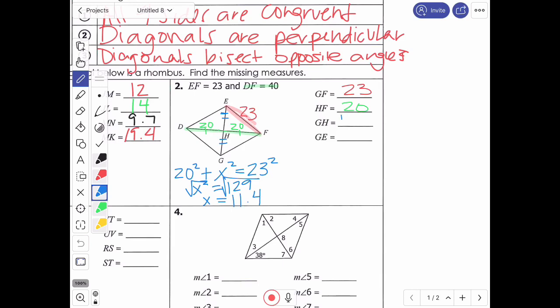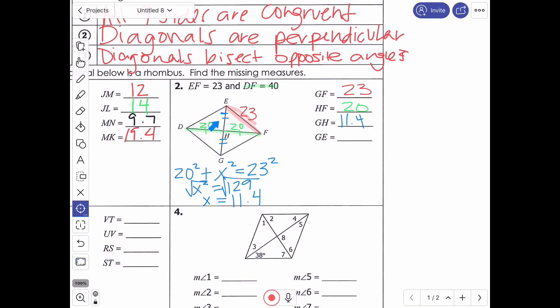So really the only time you guys should be getting decimals is when you're doing the Pythagorean theorem. It doesn't always have to be a decimal, but for a majority of the time, you're probably going to get a decimal. So don't freak out if you do get one. It's normal because not all of these are going to be perfect Pythagorean triples.